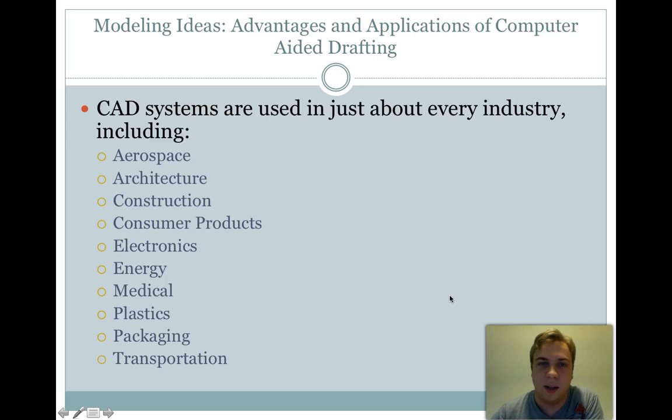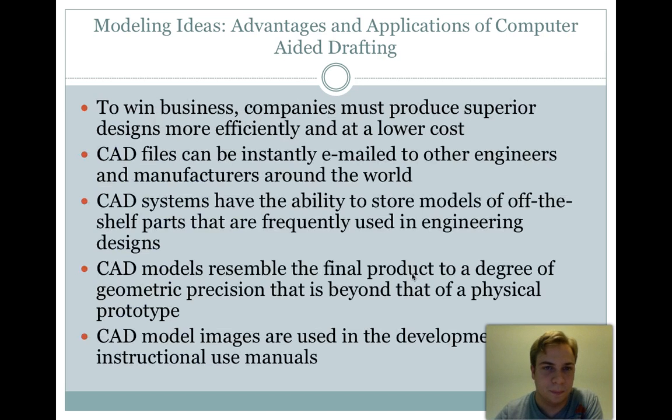Modeling ideas, advantages, and applications of computer-aided drafting. CAD systems are used in just about every industry, including aerospace, architecture, construction, consumer products, electronics, energy, the medical field, plastics, packaging, and transportation. To win business, companies must provide superior designs more efficiently and at a lower cost. CAD files can be instantly emailed to other engineers and manufacturers around the world.